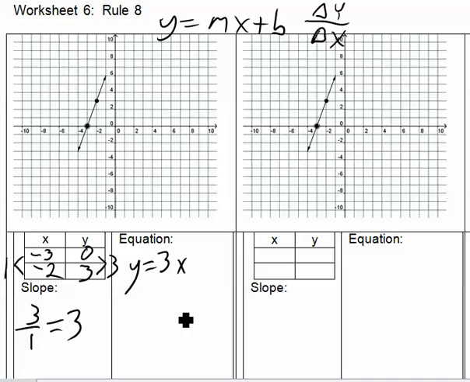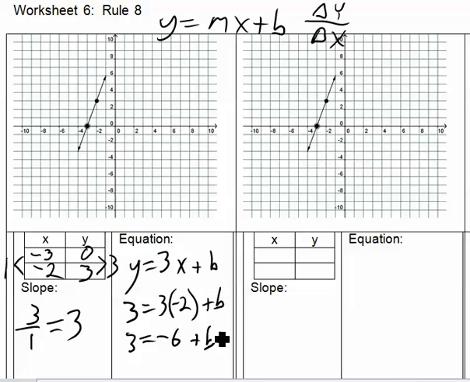Alright, but now we have a little bit of a problem. Now we need to figure out what b is, and we don't know. If it's simple, we can just think about it. Let's pick this point, I think it's going to be simpler. So we're going to write down what y is. We're going to say 3 equals 3 times whatever x is, plus b.